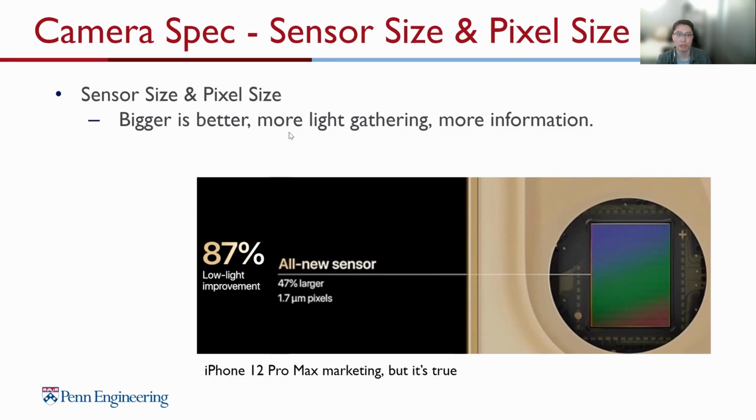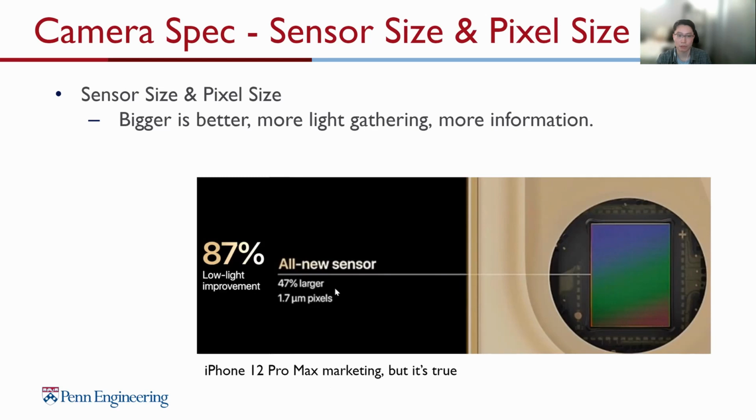With better pixel size, you have more light gathering. More light gathering is more information. So less noise, a better signal to noise ratio. And basically, if you compare it to the same lens, your image will have more detail if your pixel is better. For example, this is Apple's marketing.